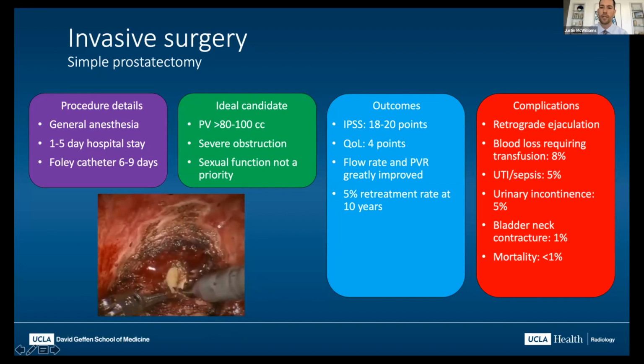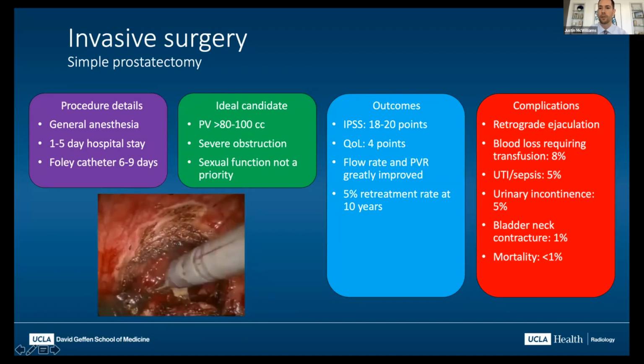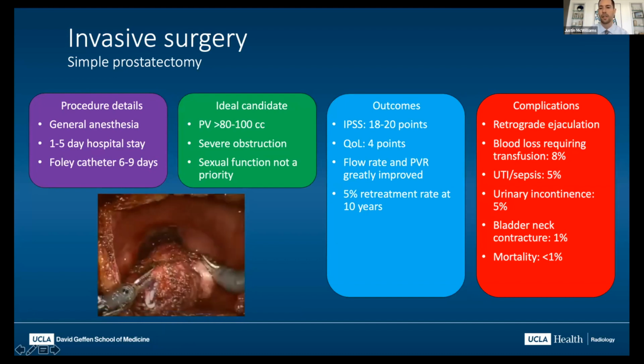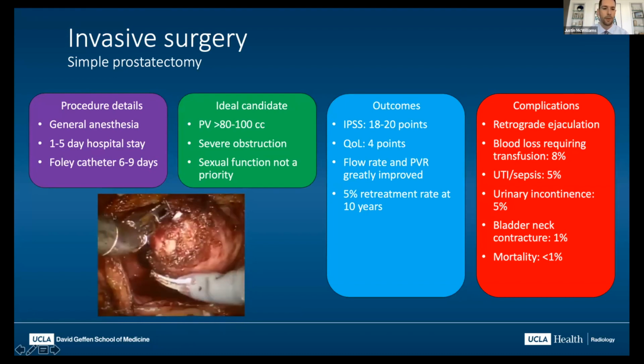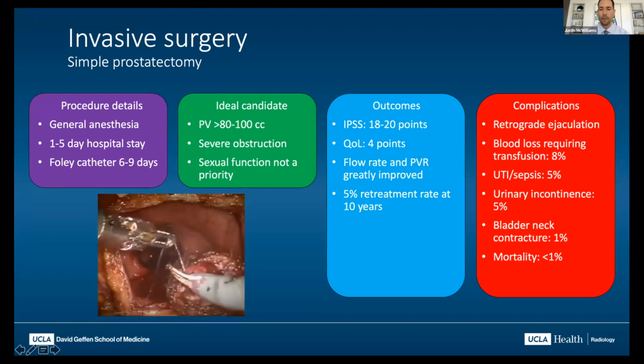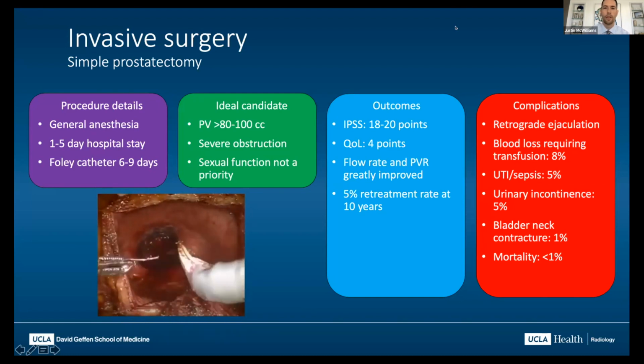Blood loss is more frequent. UTI or sepsis, not too uncommon. Urinary incontinence is more common. Bladder neck contracture, and even mortality. So as you might imagine, a reasonable number of men are looking for alternatives.